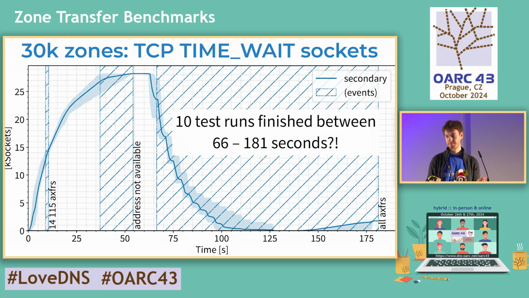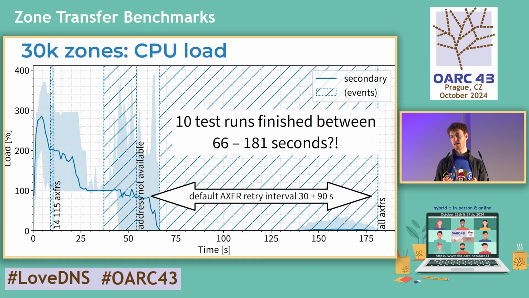So what is going on? If we overlay the same events over the CPU load, we can see that, yes, at the beginning there is a spike, then it slows down, then everything goes to 0. And one explanation why it takes so long is that by default, BIND's built-in retry timer is 30 and 90 seconds. So if it fails the transfer, it will try again in half a minute and then in 90 seconds again. So that explains the long period where nothing happens, seemingly.